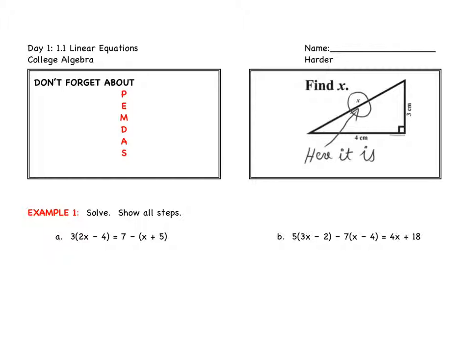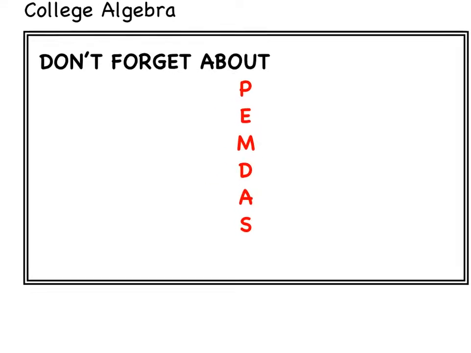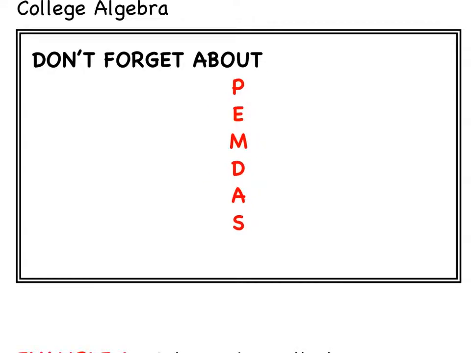Alright, so today we're starting chapter 1, dealing with linear equations. Hopefully this is very easy for us. As we begin, one thing we have to keep in mind is that when we're solving equations, we think about the order of operations, but backwards. So let's zoom in up here and remind ourselves about those order of operations.